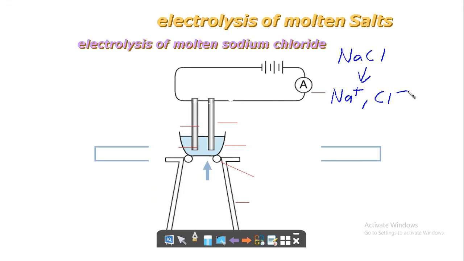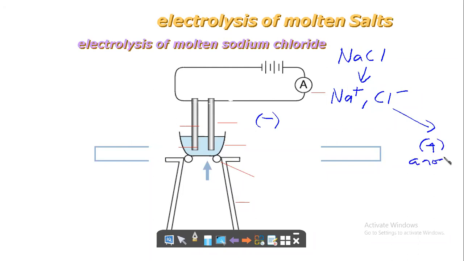Which ion will go to the cathode, Na+ or Cl-? Sodium. Yes, sodium will go to the cathode because sodium is the positive ion, and the cathode is the negative electrode. Chlorine will go to the anode.